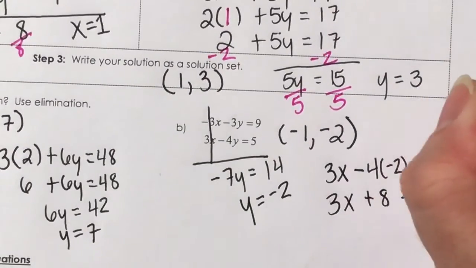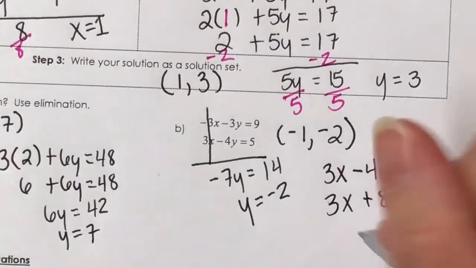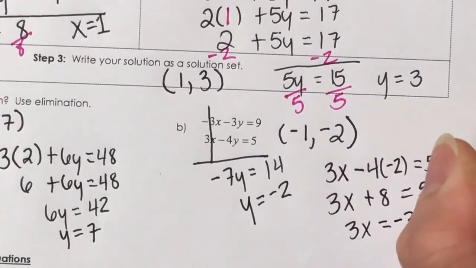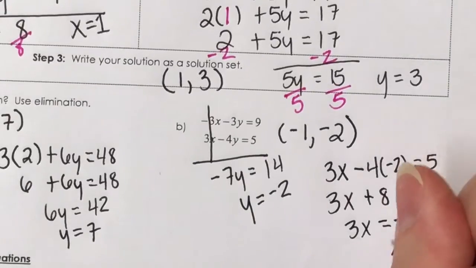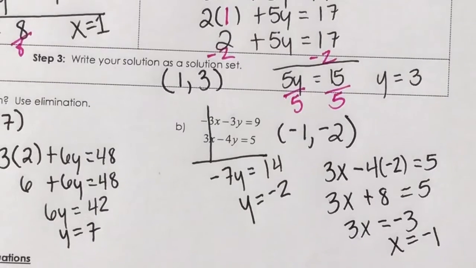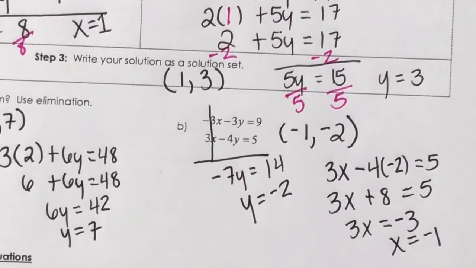Then subtract the 8 from the 5. So I'm going to have 3x is equal to -3. Divide by 3. X is -1. And that's how you got the solution, (-1, -2). Okay, now the second example. So let's take a look.